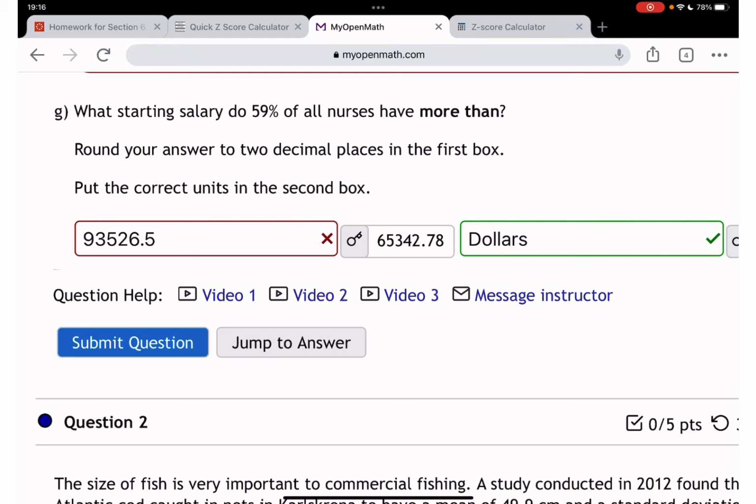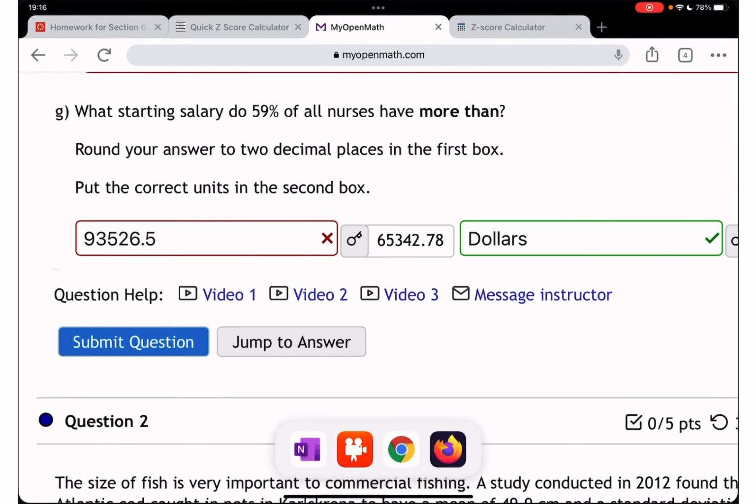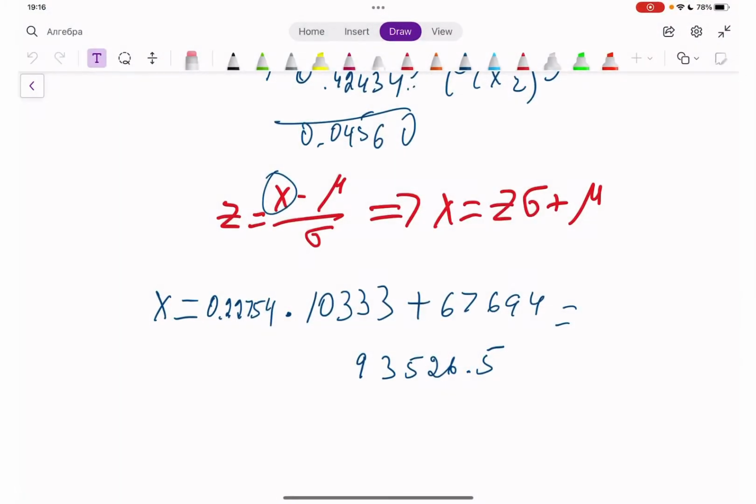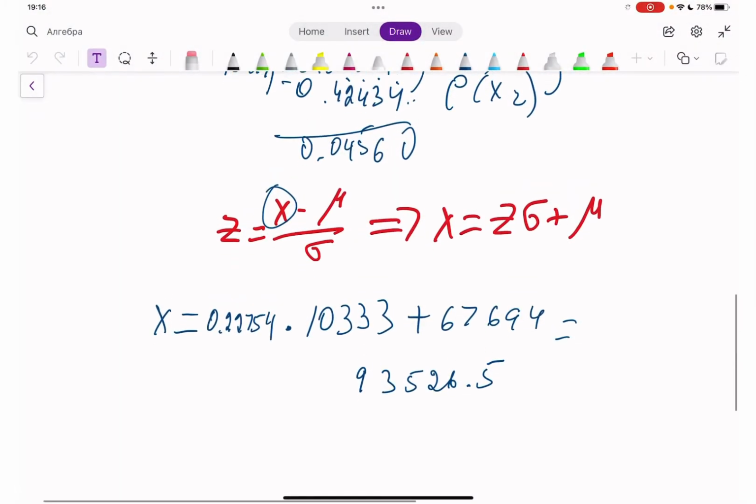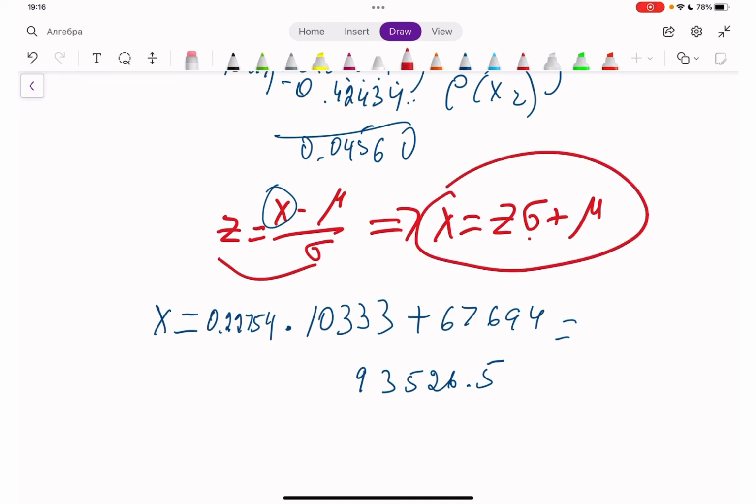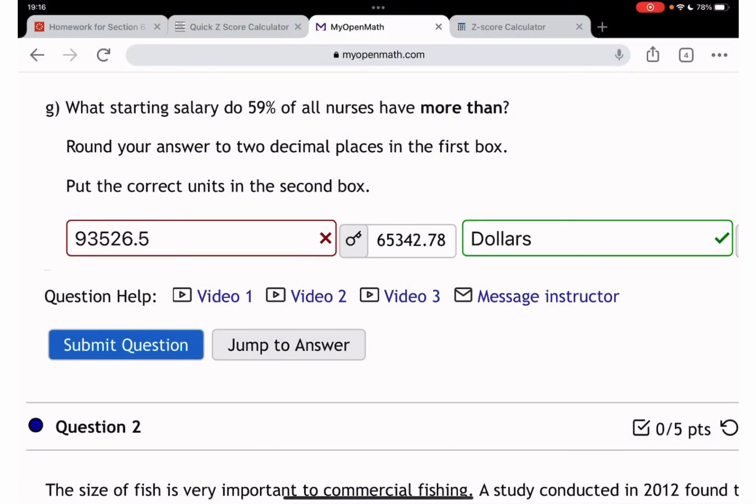Since we have 59% and we need more than, we do 100% minus 59%, which is 41%, and we are working with 41%. We need to find the starting salary, which means we use this formula, and we get this. So we have sigma, we have mu, we need to get the z-score. I'm going to get the z-score from the probability, right? Which is 41%. Let's do it.